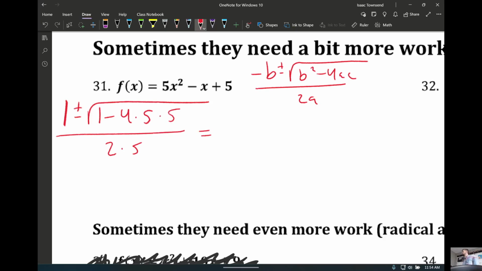Very little mental processing should be going on there. I'm just doing what the formula says. Denominator, 2 times 5 is obviously going to be 10. But the discriminant, please slow down and double, triple check. Let's see, this would be 25 times 4, which is 100. 1 minus 100 would be negative 99.